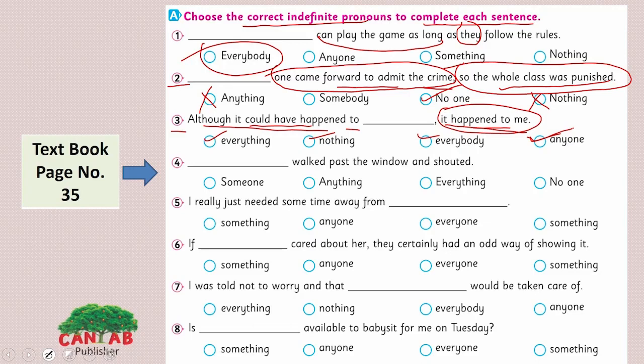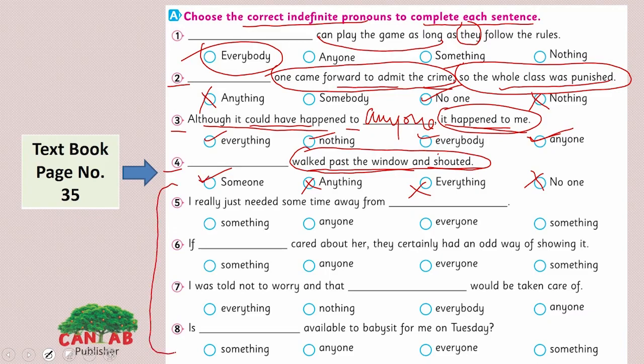It could happen to anyone. It happened to me here. Now look at the fourth one. Walked past the window and shouted. It's again referring to people here. We don't know the specific name. Anything is not, everything is not. No one leads to a negative sentence. So it will be someone. Someone walked past the window and shouted. We don't know about the specific person, so here it is someone. I want you to do the rest of the sentences by yourself.